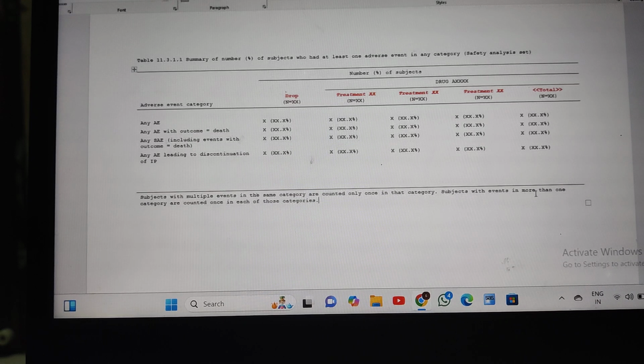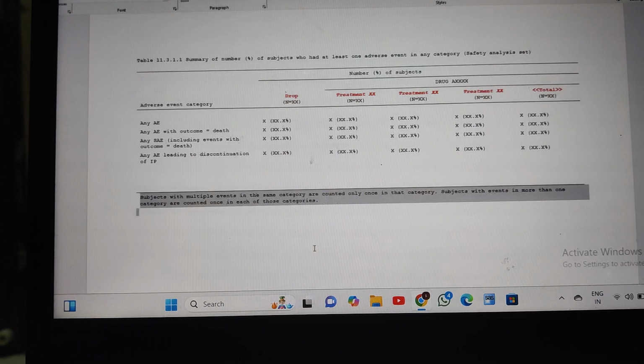Subjects with events in more than one category are counted once in each of those categories. Okay, the same subject may get different events. For example, one is a gastrointestinal disorder and another is, like, a general infection disease. So for the same subject with two different adverse events, we will count them twice in the two different categories. Okay, so that's what they mention in the footnotes.